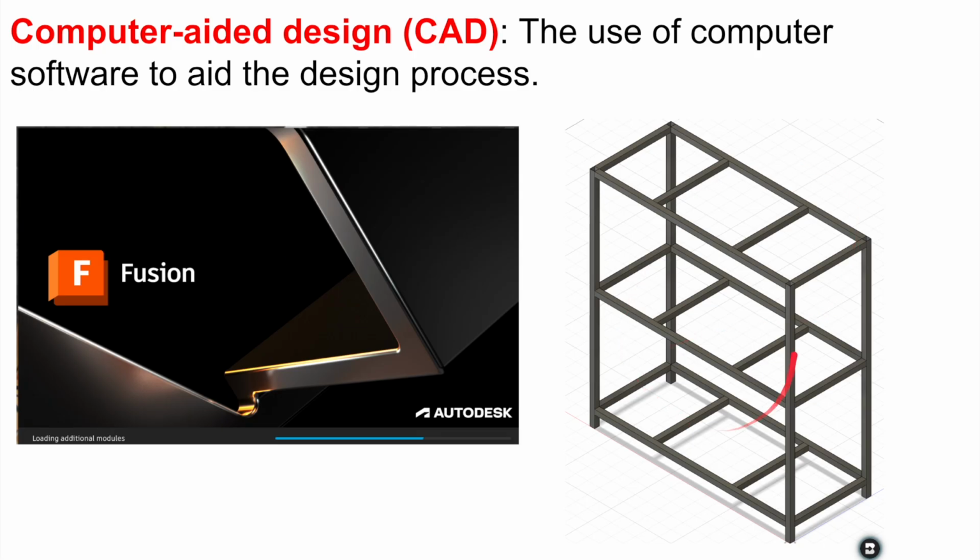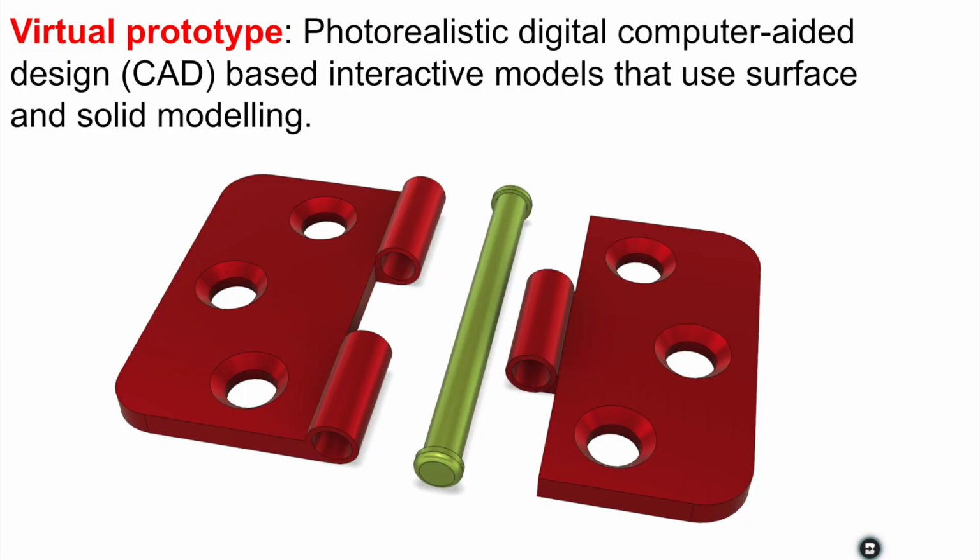And of course, this is a CAD model right here. This was created with the use of a computer, specifically Fusion 360. A virtual prototype is a photorealistic digital computer-aided design, so a CAD-based interactive model that uses surface and solid modeling. So this is just an example of that. This is a hinge, and you can see the parts of the hinge, the pin of the hinge, the barrel of the hinge, and of course the holes. So this is just an example of a virtual prototype.